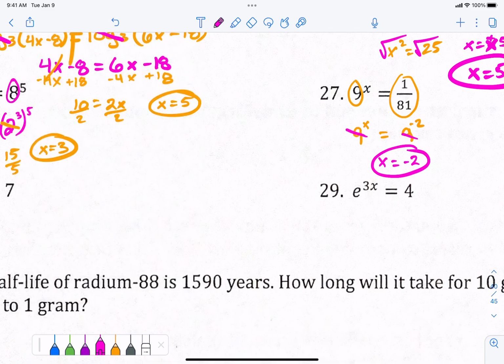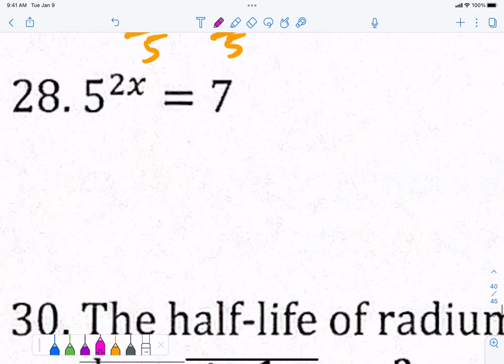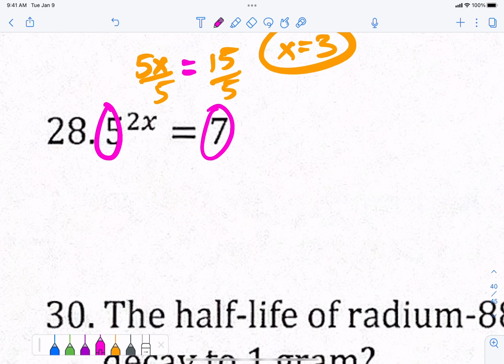This process makes it really nice and easy, right? When we have 5 and 7 as our bases, can we get those to be the same number? No. So what do you do? Log of 5, or 2x log of 5. Do you use log or do you use ln? It doesn't matter. You use ln, okay, sure.